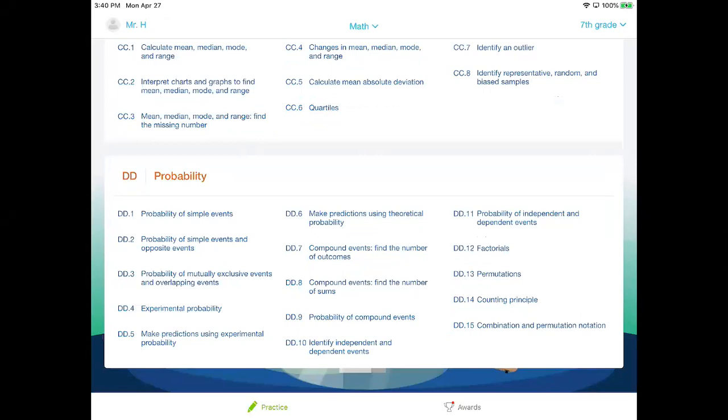I wanted to go over an IXL assignment that I gave, DD.5, which is making predictions using experimental probability. I wanted to go through 3 or 4 questions just to show you how to do these. And then if you have any issues, you can watch this video and hopefully it'll help you understand exactly what you need to do.